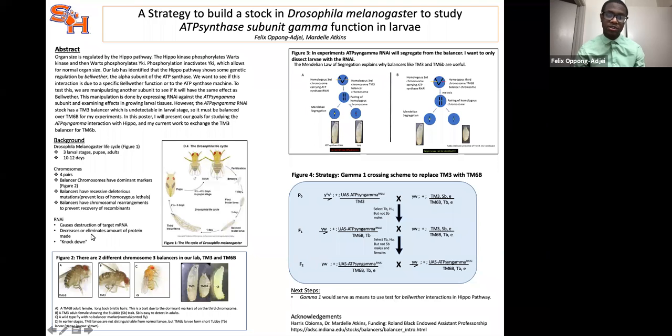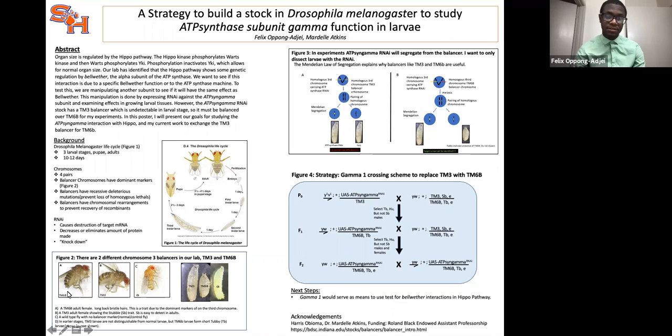And this then would decrease or eliminate the amount of proteins made, and loosely we term it knockdown. So moving on for today, we're mainly talking about two chromosomal balancers, and both of these chromosomal balancers are dominant markers. So we do see them phenotypically in flies and one in larvae.